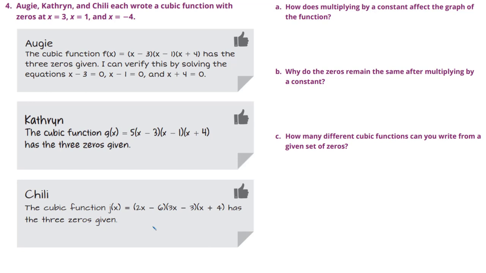So this is the same thing as me saying 2x minus 3 times 3x minus 1 times x plus 4. And so if I was to combine the coefficients, that'd be 6, x minus 3, x minus 1, x plus 4. So that 6 was bigger than the 5, so it stretched it more. Okay? So we said that it gave us a vertical stretch.